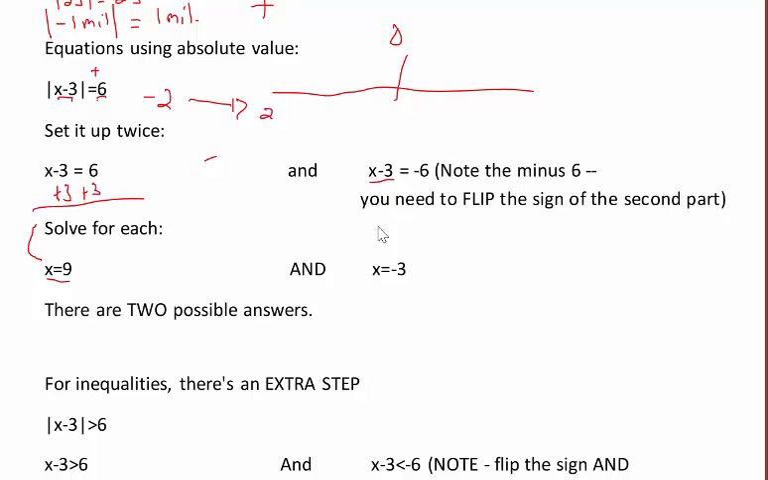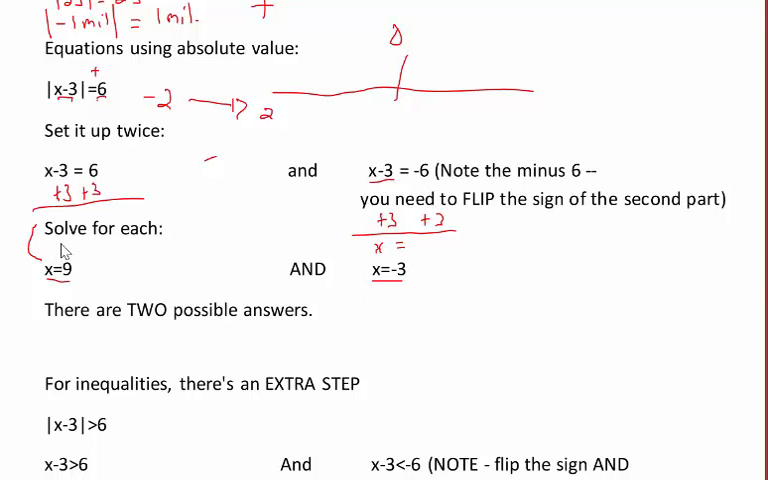So again, I'm going to add 3 to both sides. I'll do it down here. So put plus 3, and I solve for x. So x is left on its own, and I've got it right here. x equals minus 3. Again, remind yourself there's going to be two possible answers. So x is going to be 9, and x is going to be minus 3.